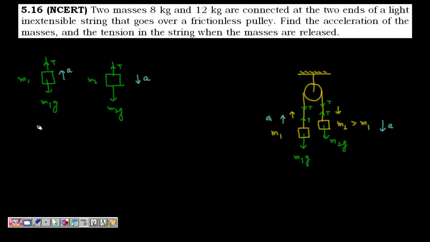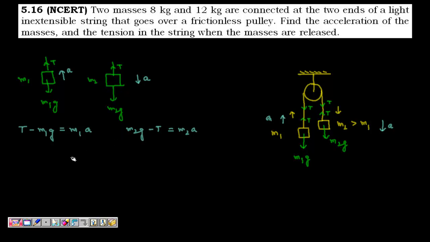So Newton's second law says the sum of forces is equal to mass into acceleration. If you sum up the forces, you can see that this force must be greater than this force, only then this mass will move up. So from here we can write T minus m1g is equal to m1 into a, and from this situation we can write m2g minus T is equal to m2 into a. Why? Because it is coming down with this acceleration, and for this the weight has to be greater than the tension.